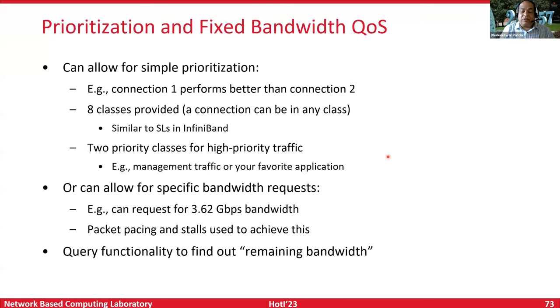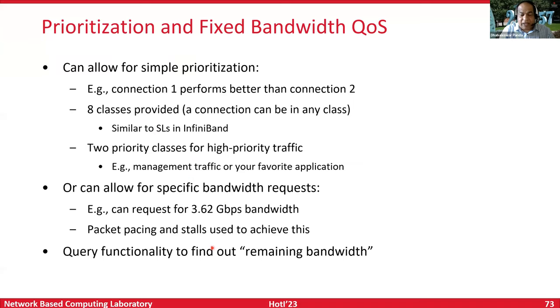We also talked about QoS, and QoS here also, both networks have similar things, like InfiniBand. Hari introduced the service levels and all. Here also in Ethernet, it has 8 classes. You can have 2 priorities, high priority and low priority.